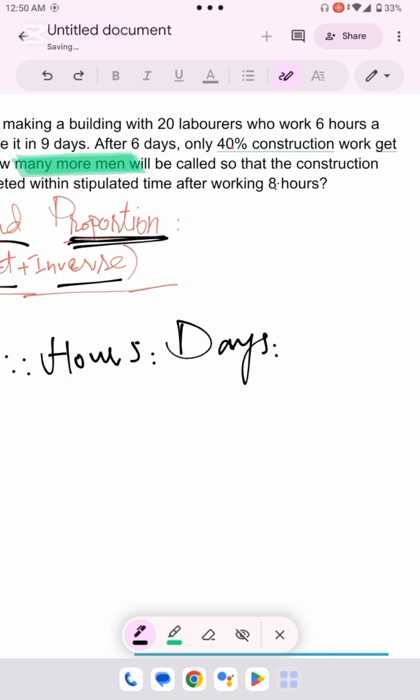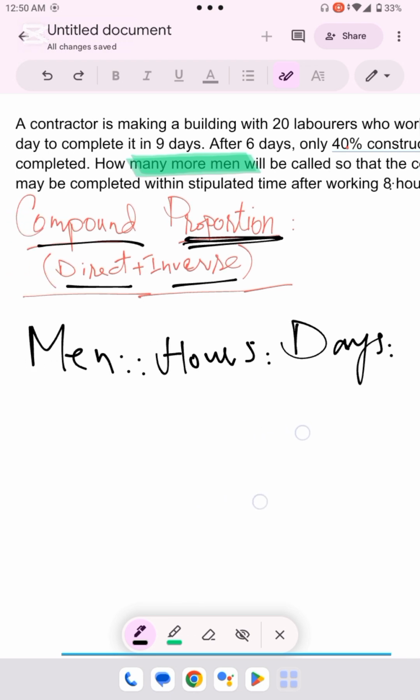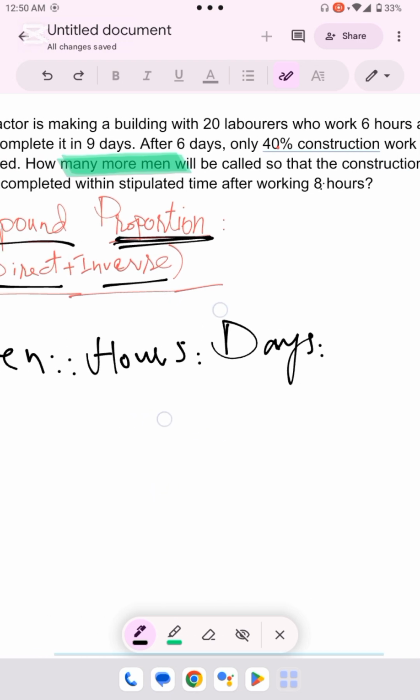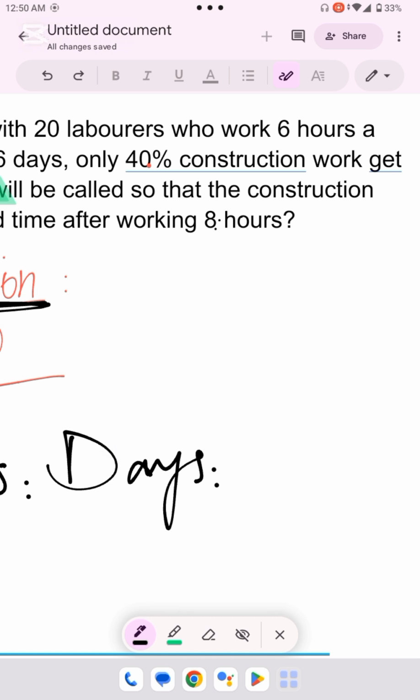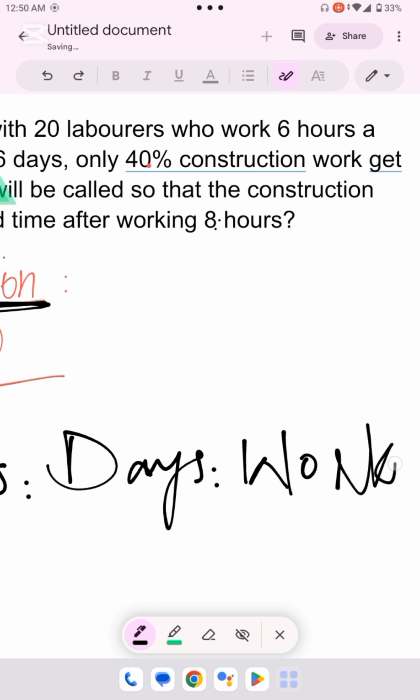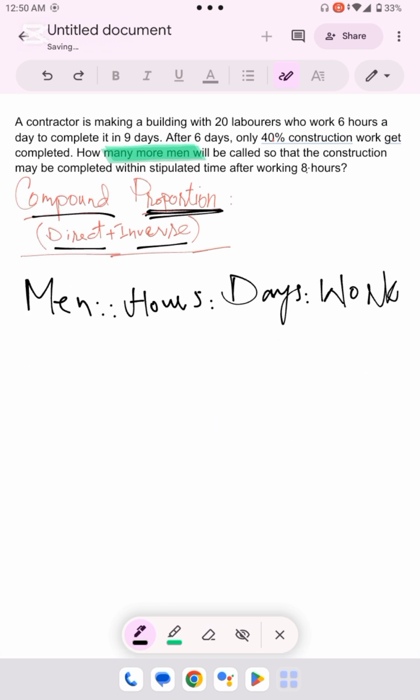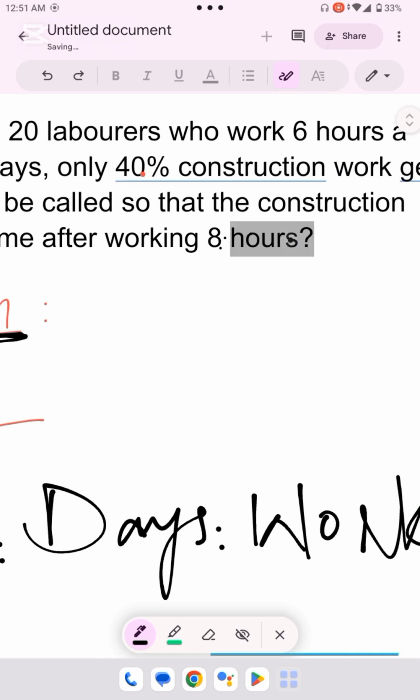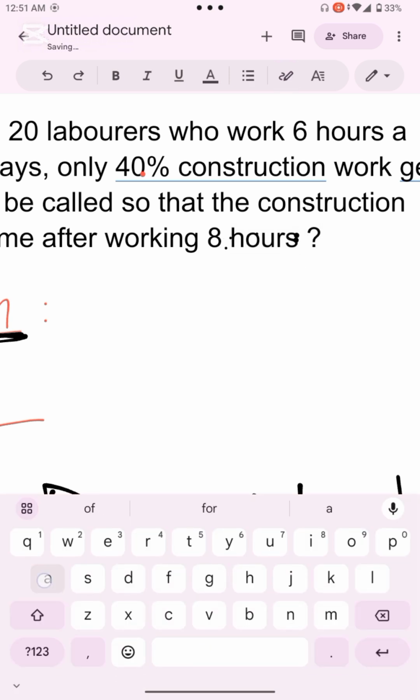All right, after 6 days. So that means these 20 laborers worked for 6 days and only 40% construction work got completed. Okay, work completion, or you can also write work. You would write the percentage; you can change the percentage into decimal as well. Now how many more men will be called so that the construction may be completed within the stipulated time after working 8 hours a day? That is a complete statement.